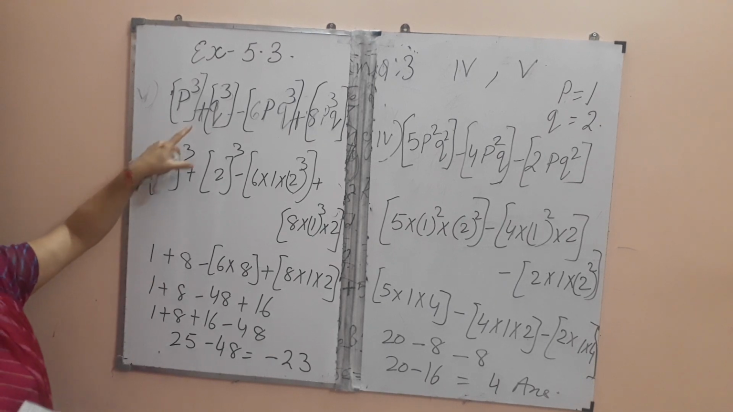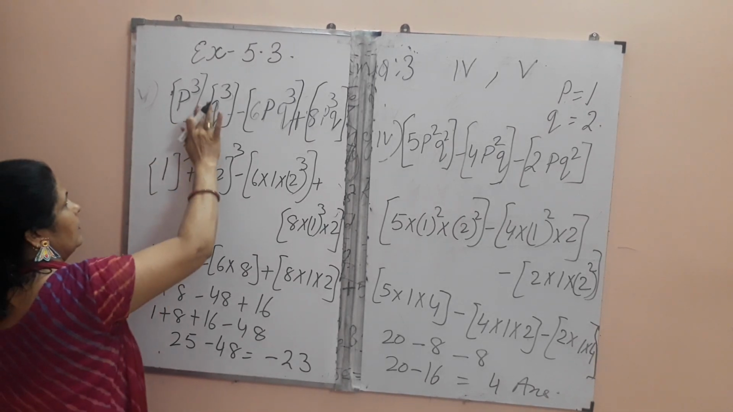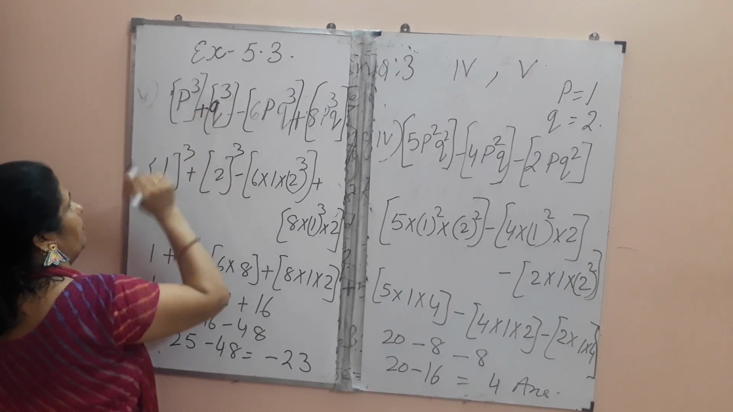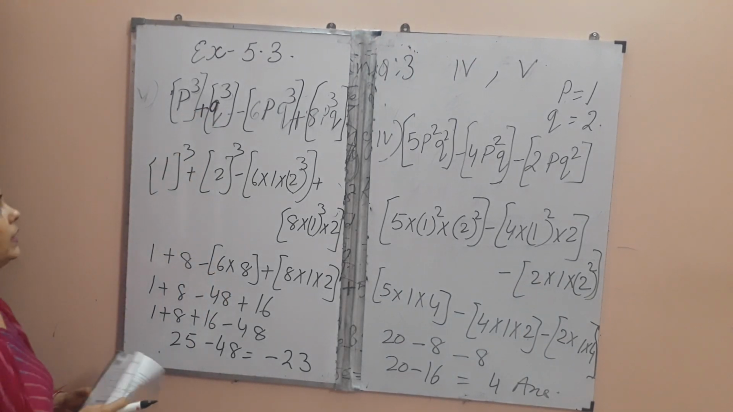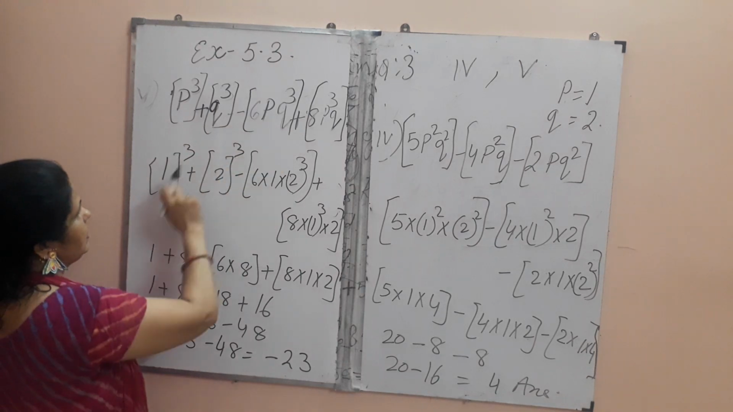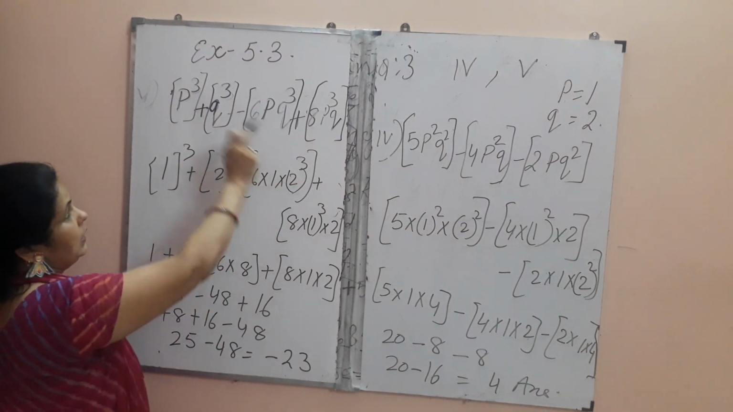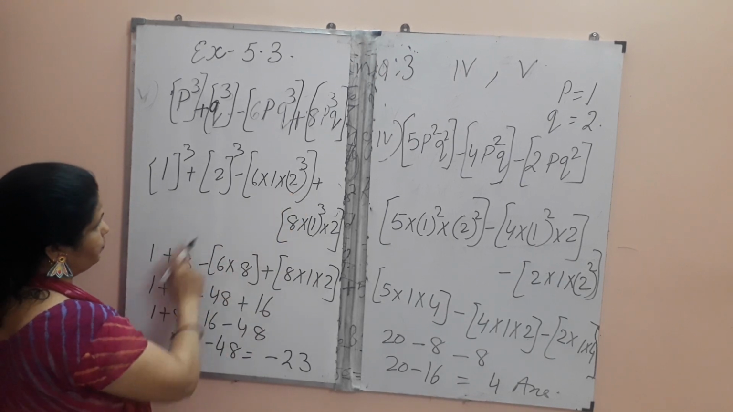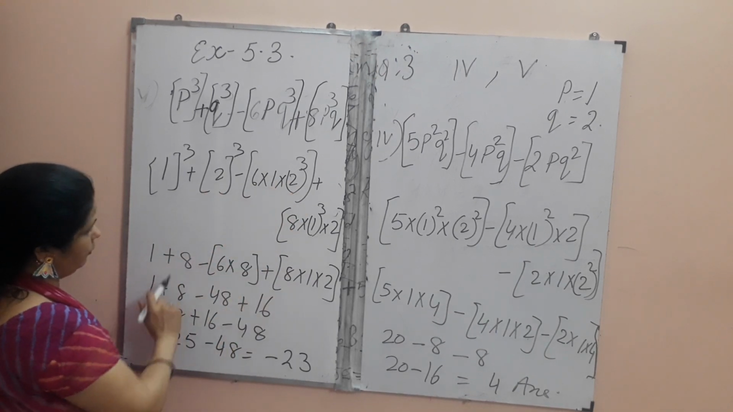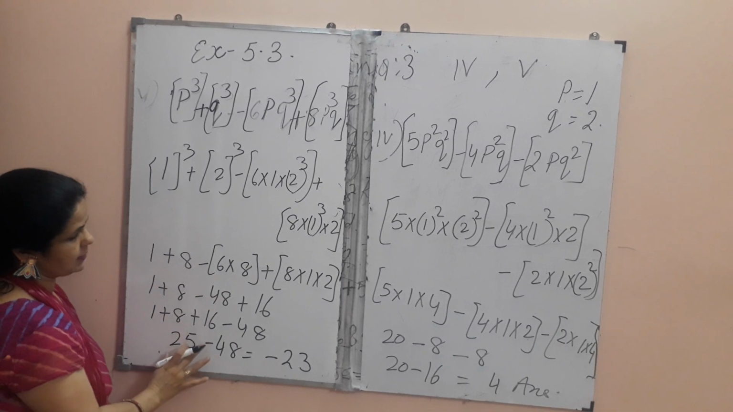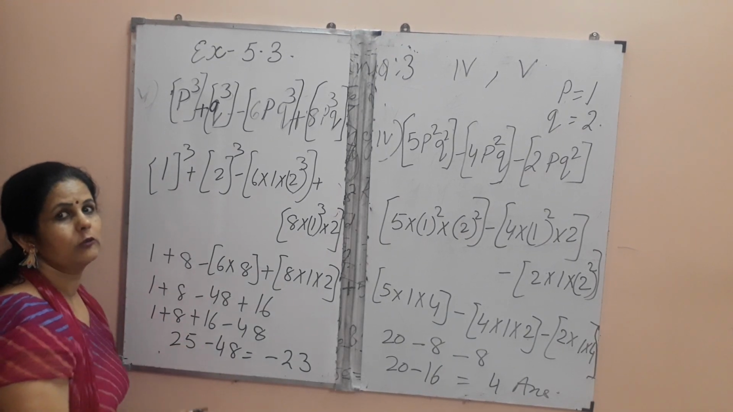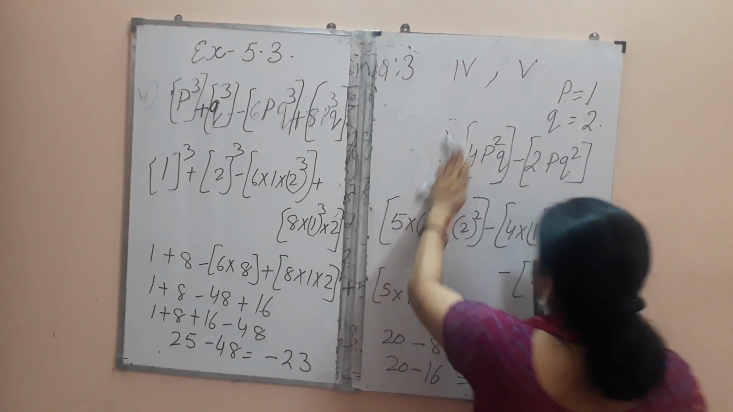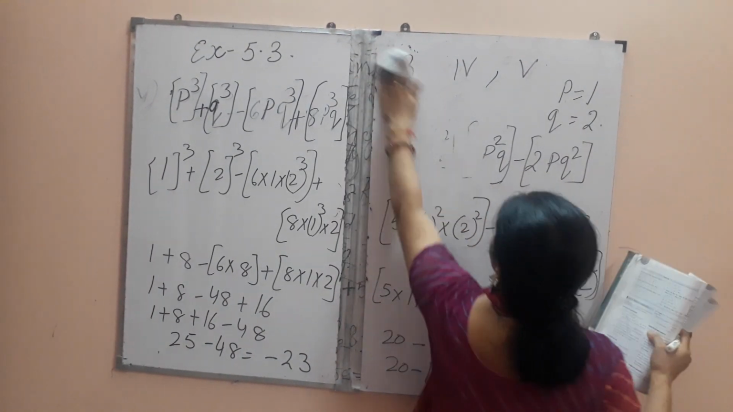Understood? First we will put the terms into the big bracket, then we will put the values of the terms, then we will solve the powers, then we will bring the numbers out of the bracket and then we will solve the final answer. Understood? Now question number 4.